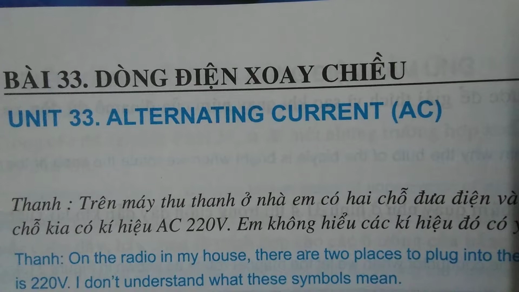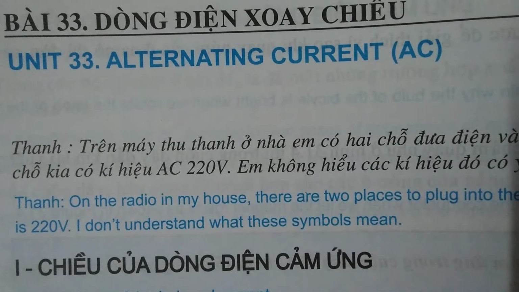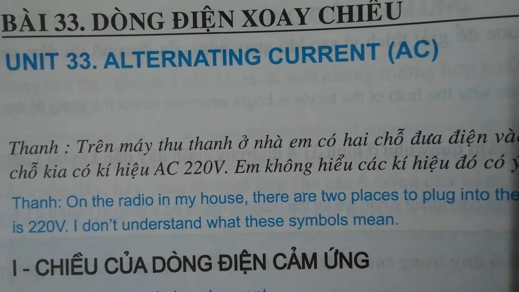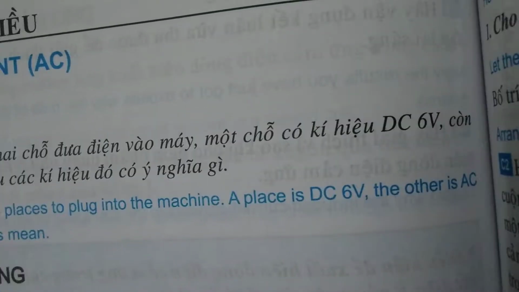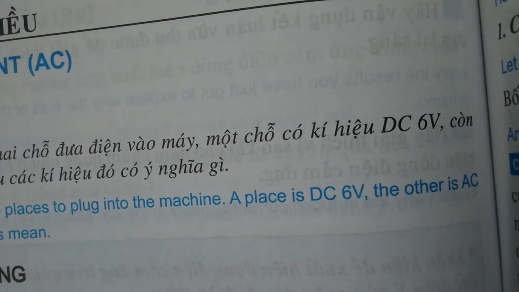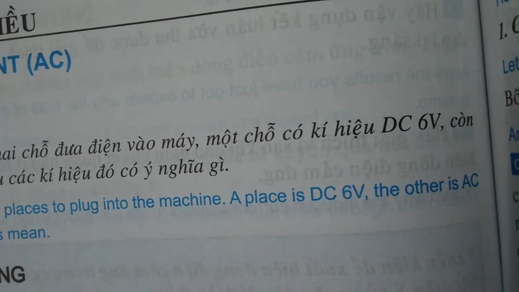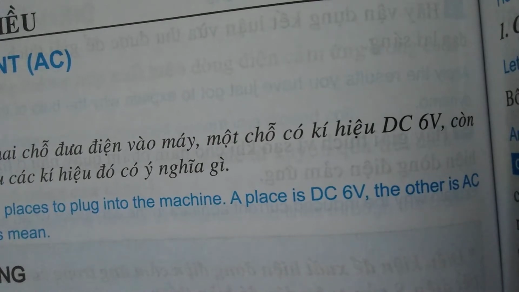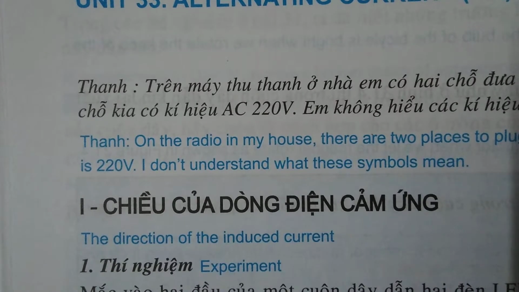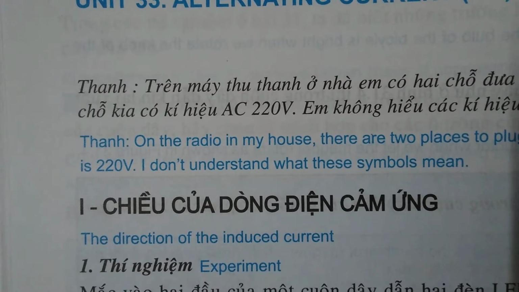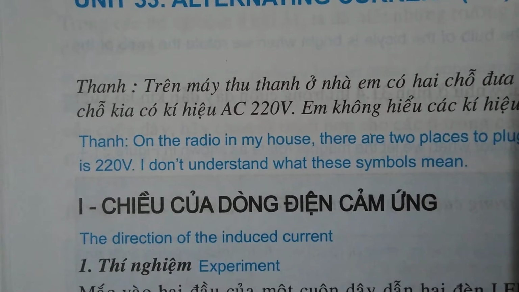Unit 33. Alternating current, AC. On the radio in my house, there are two places to plug into the machine. One place is DC 6 volt and the other is AC 220 volt. I don't understand what these symbols mean.